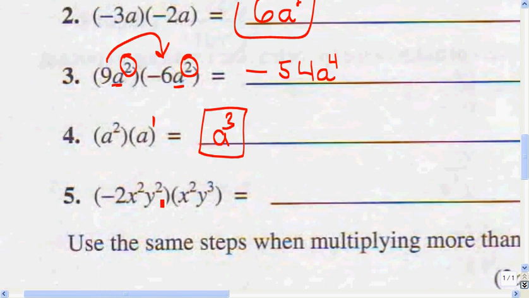Okay, here we go. Signs are different, so we know our answer is negative. Now we're going to do the numbers. Well, here there's no number, so it's understood to be 1. So 2 times 1 is 2. Then we're going to do the x's first. You're going to multiply the x's first. X times x squared times x squared. Remember, we add the exponents, so we get x to the 4th.